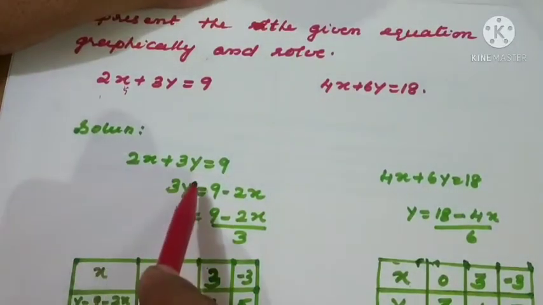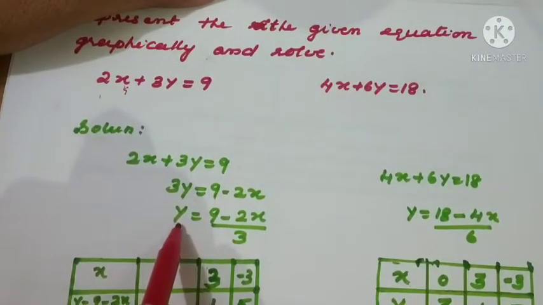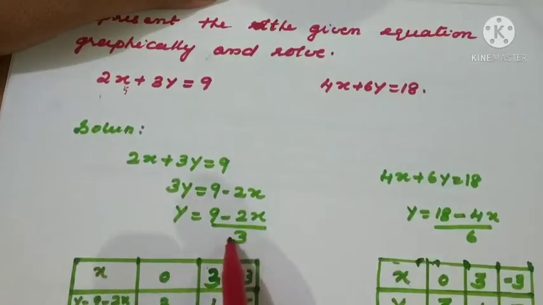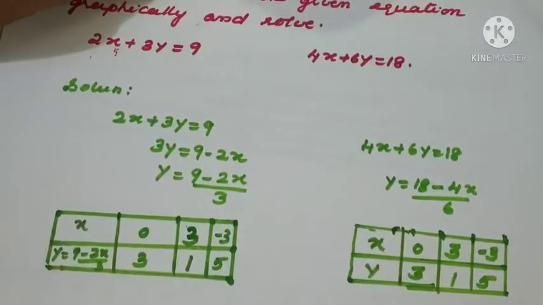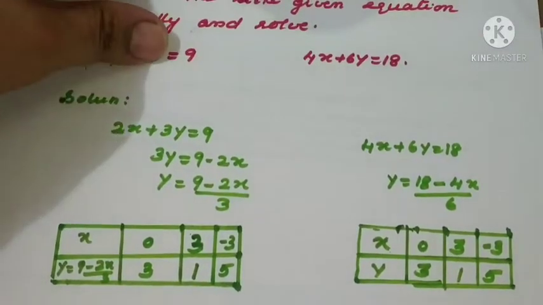So first we will write the equation and we will write it for y. So y equal to (9 minus 2x) divided by 3. Similarly, (18 minus 4x) divided by 6 we are getting. Now we should find the solutions.